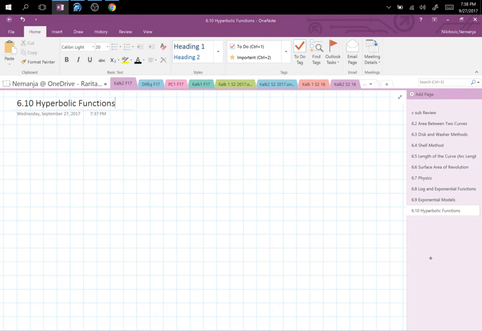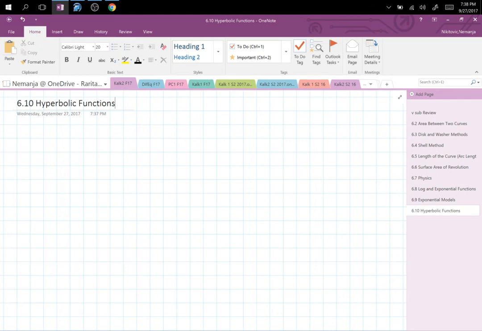Hyperbolic functions have interesting names like sine hyperbolic x and cosine hyperbolic of x and so on. Even though they share some of the name with trig functions, these functions are nothing like trig functions. The goal of tonight is to take a look at these functions, see their definition and how we work with them, and then jump into calculus as well to find derivatives and integrals for these functions.